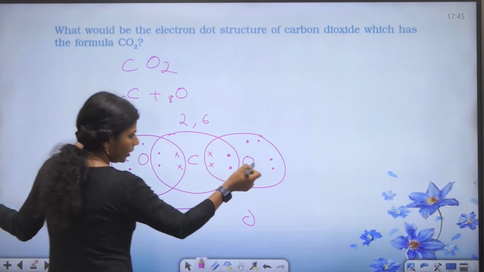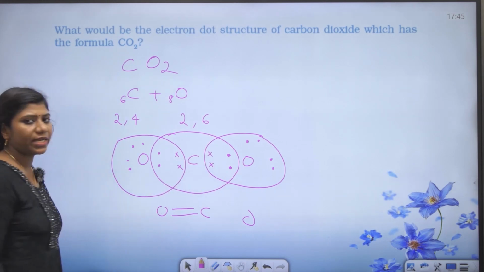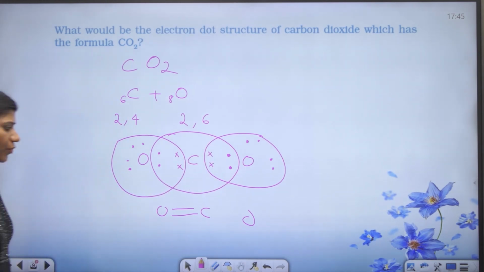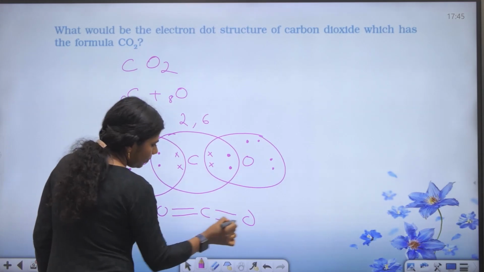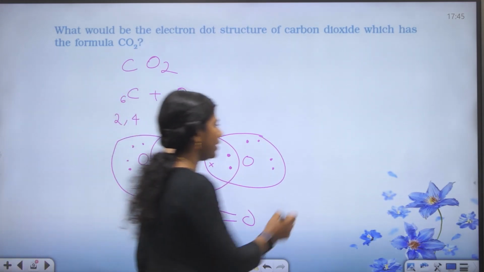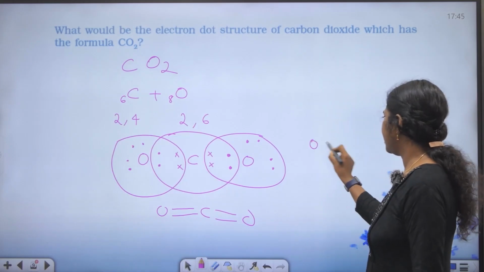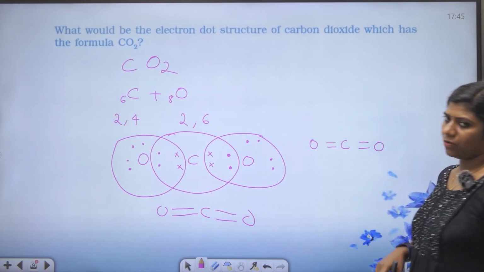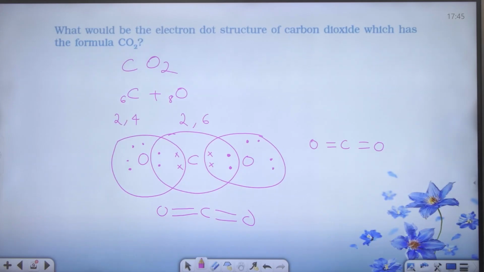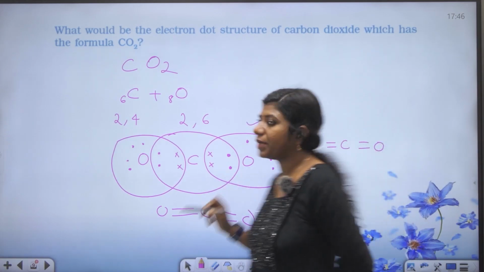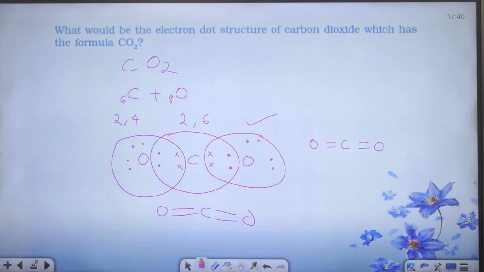And between carbon and the second oxygen atom, here also 4 electrons, meaning 2 pairs of electrons, are shared. C double bond O. The structure of carbon dioxide is O double bond C double bond O. This is the structure of carbon dioxide. The total number of double bonds is 2. Is it clear? This is the electron dot structure of the carbon dioxide molecule. Which type of multiple bond is present in the carbon dioxide molecule? Double bond.